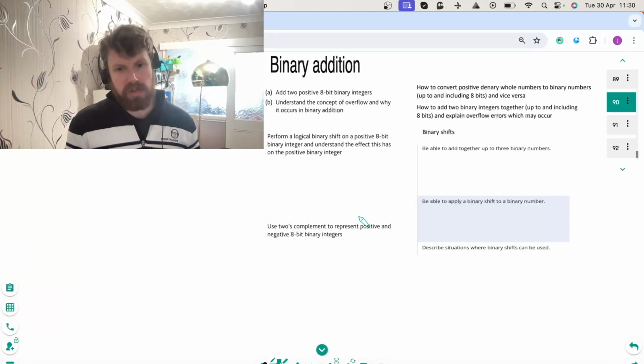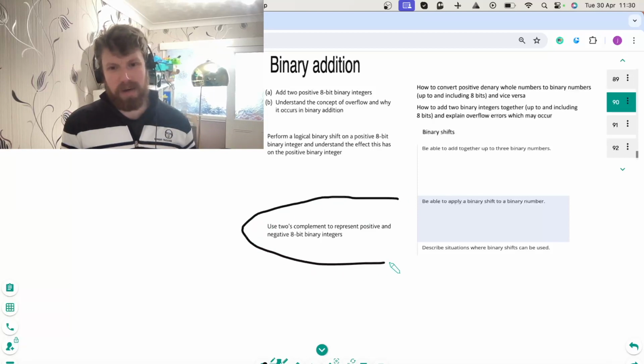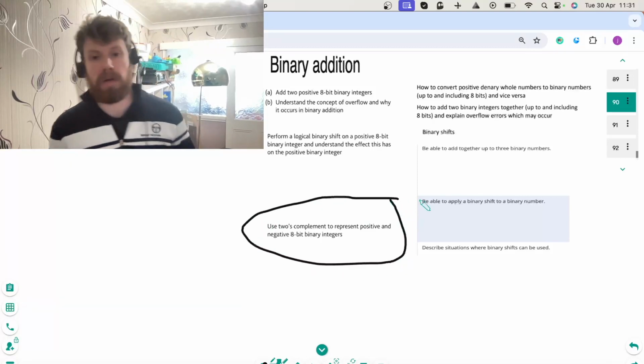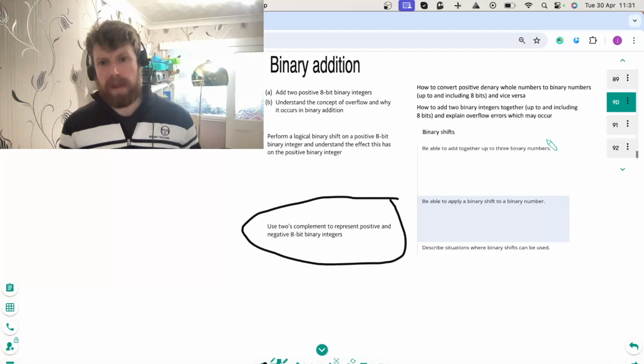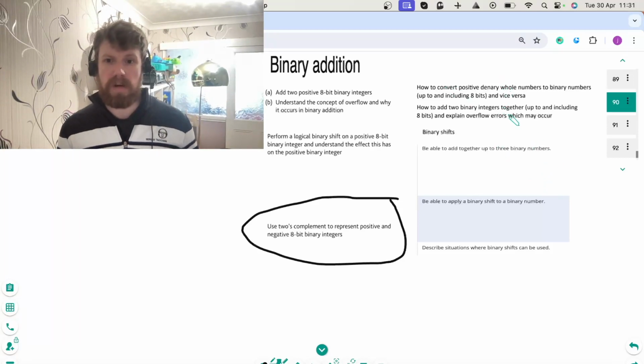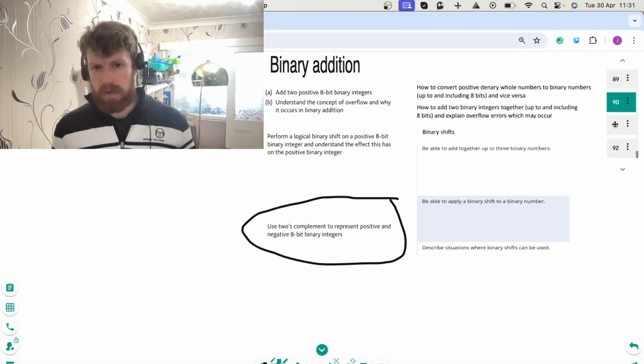So for Cambridge International, you've got to know how to convert between positive and negative numbers, so I'll add that in on that one. OCR is pretty much just converting between binary numbers and doing shifts, so that's absolutely fine. AQA, I need to add in at the end of this how to add three binary numbers together, but we're just going to go through the basics to start with.